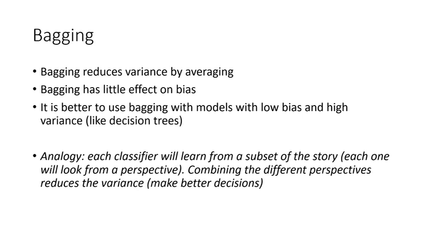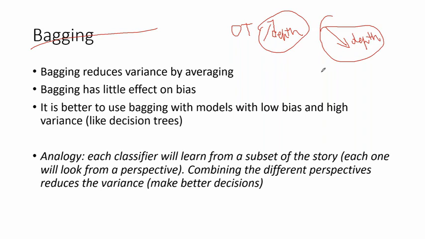What kind of models do we want? If we use a decision tree, is it better to use a decision tree with a high depth or a low depth? When we use bagging, is it better to use a decision tree with a high depth or a low depth? Maybe low depth. Why low and why high?